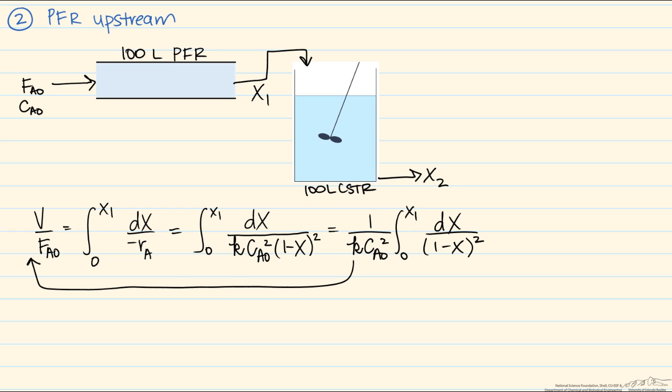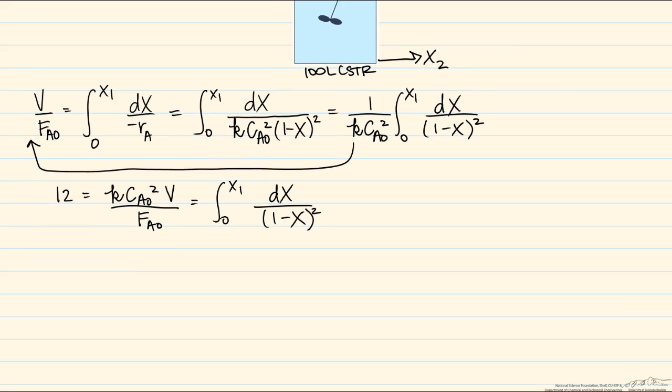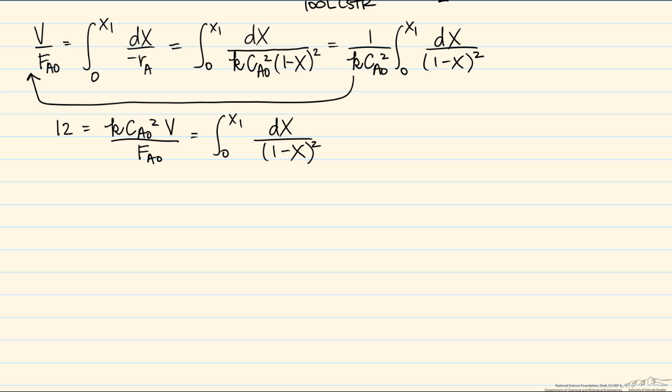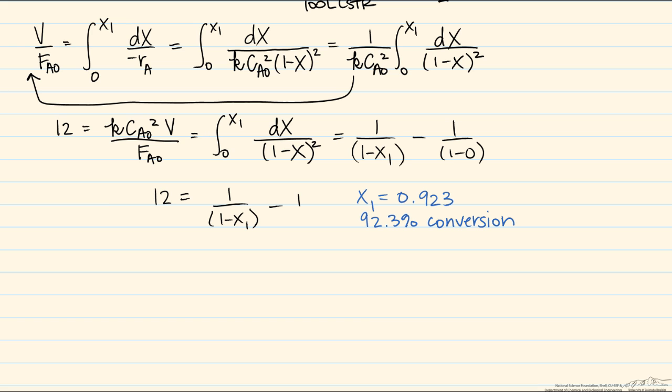And so we again get our Damköhler number. All these values are constant, just the same values as they were at the start of the problem. So this number is equal to 12. And now we just need to solve for x1. When we do that and apply the new integration limits, we get 1 over (1 minus x1) minus 1 is equal to 12. When we solve for x1, that gives us a value of about 92.3%. So as expected, we do get a significantly higher conversion by placing that more efficient PFR at the front.